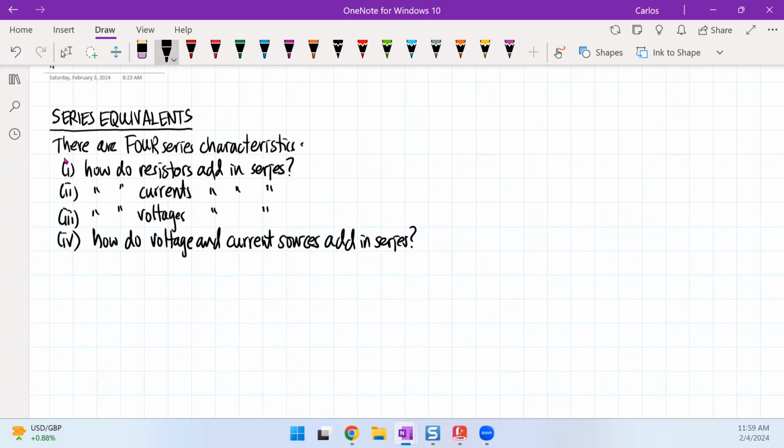We have to answer those four questions in order to understand completely what a series equivalent is. So the first one I'm going to go after is going to be series resistances.